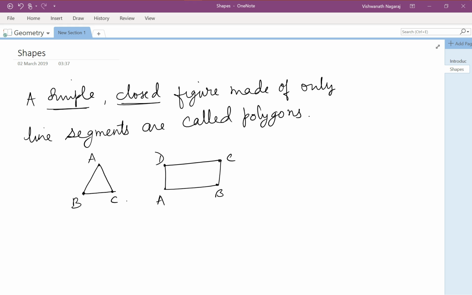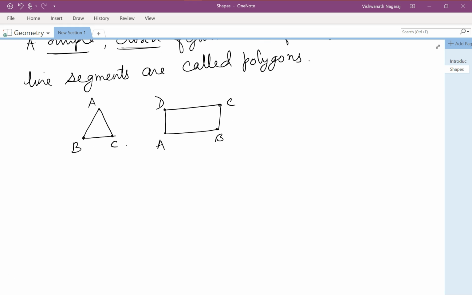So again, if you notice, we give proper names using capital letters to these endpoints of the line segments. And usually we give the names in a sequence. So we start from one side, we move anti-clockwise. So A, B, C, A, B, C, D. We don't give these names randomly. That means we don't give something like A, C, B, D.